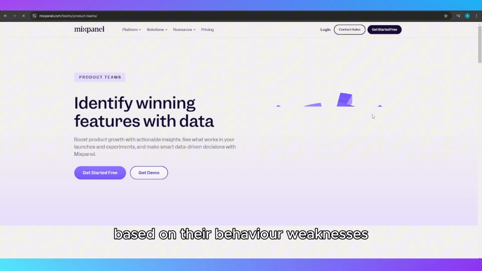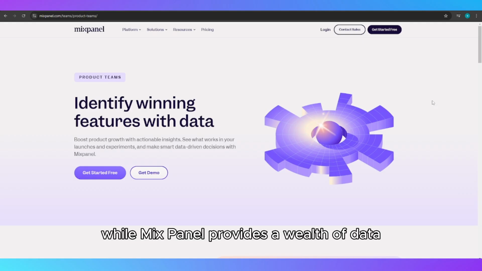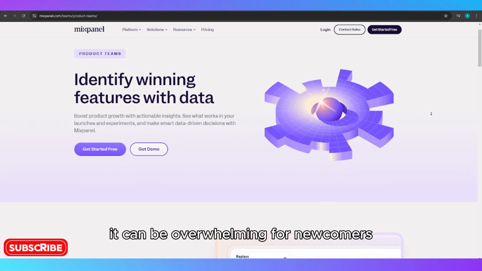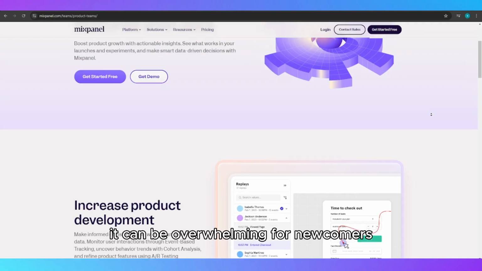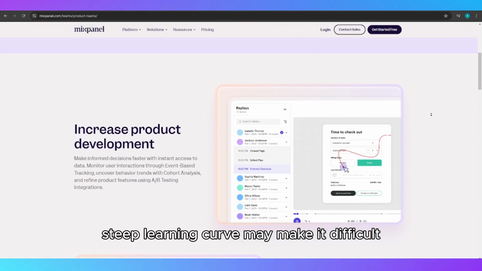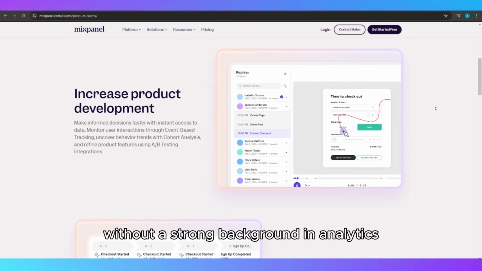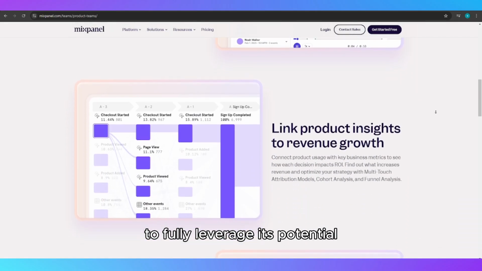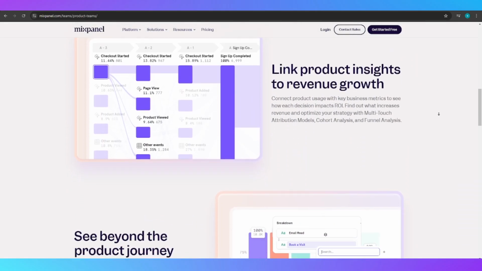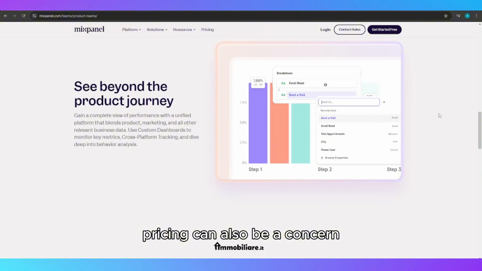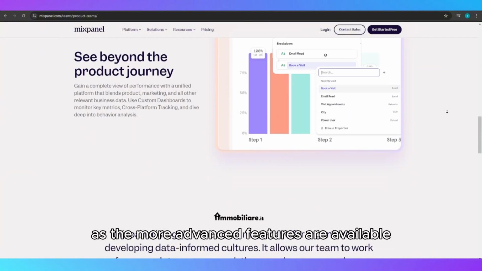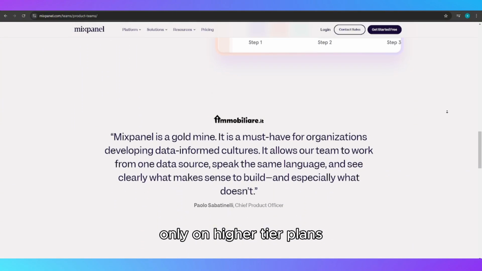Weaknesses? While Mixpanel provides a wealth of data, it can be overwhelming for newcomers. The platform's steep learning curve may make it difficult for dropshippers without a strong background in analytics to fully leverage its potential. Pricing can also be a concern, as the more advanced features are available only on higher-tier plans.